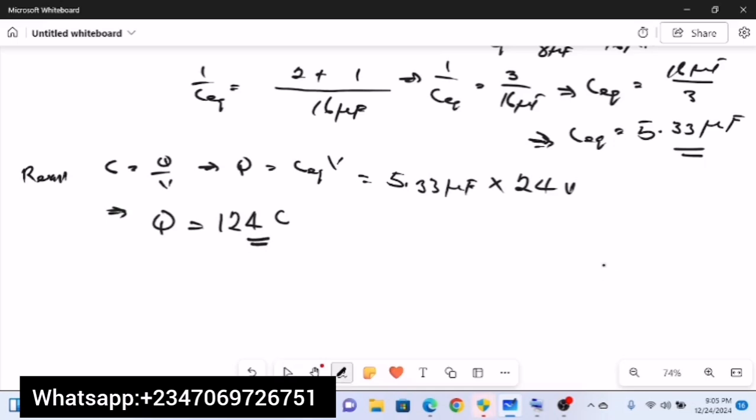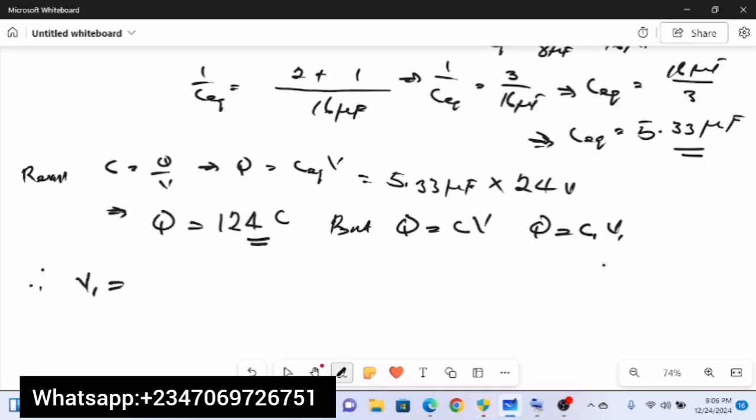But once again, recall, charge is what? The product of capacitance times voltage, and since the charge is the same on each of these capacitors, we can now easily find the potential difference across each capacitor. So this simply means that charge is going to be equal to C1 V1. So with this we can find the potential difference across the capacitor C1.